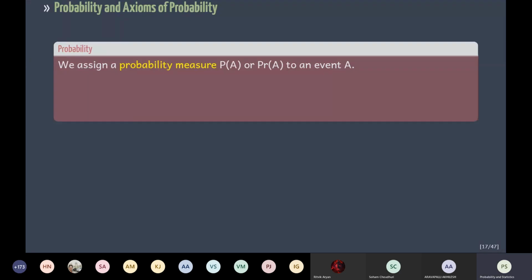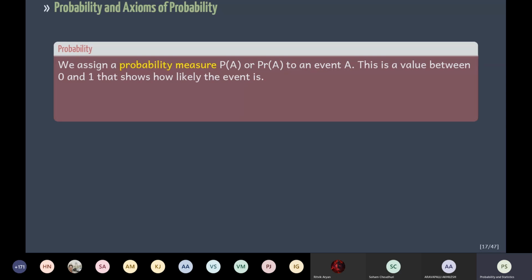Okay, so now let us go ahead and define it formally. So far I have shown you the keywords and discussed finite probability space. Now I will concretely define: what is a probability? Probability is nothing but a measure. It's a real number between 0 and 1. It's a measure denoted by P(A), or sometimes I will use Pr, depending on the context. So P of A or Pr of A is called the probability of A.